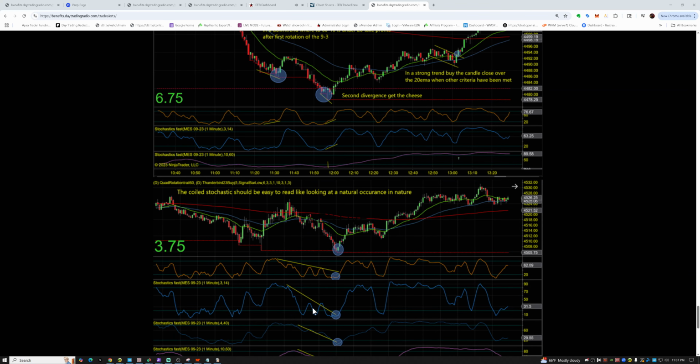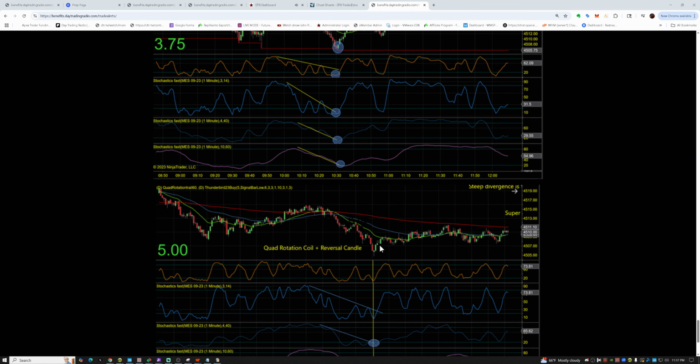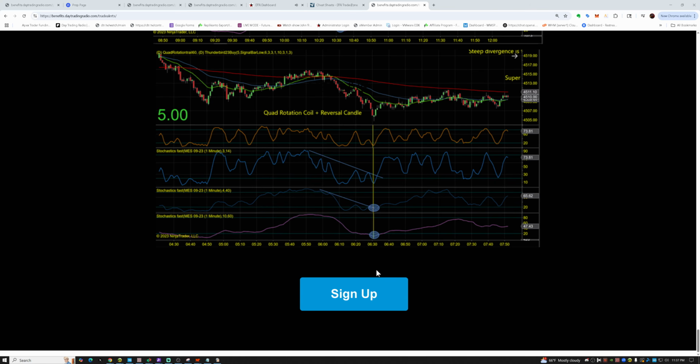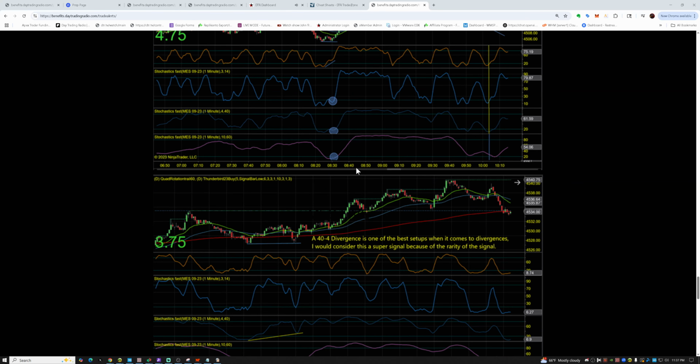These are the areas that we want. Whenever we have a coil stochastic, this is a great example of a coil. I'll send those out. Coil stochastic, a great setup. Basically, there's a lot of good trades. There are just examples right there.